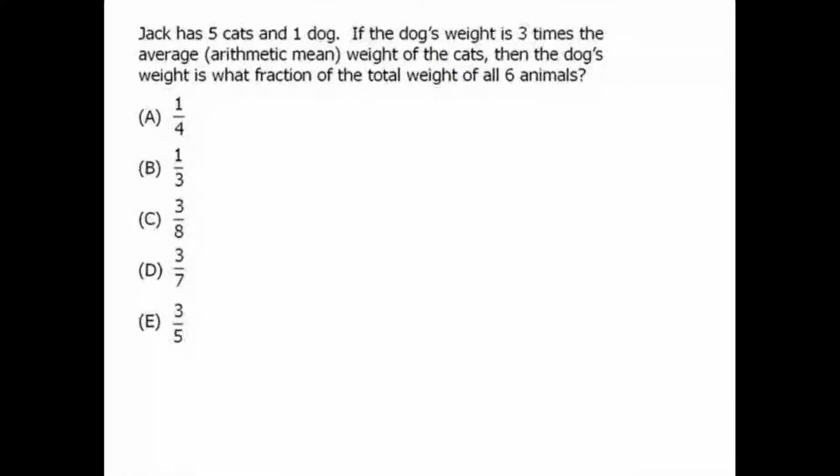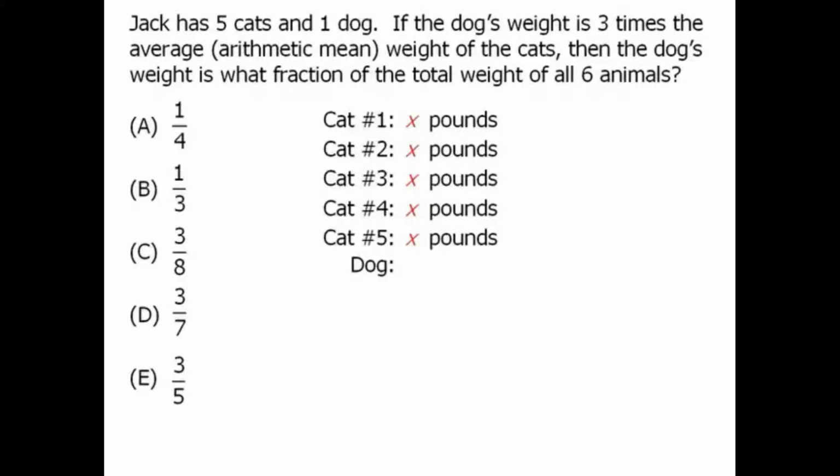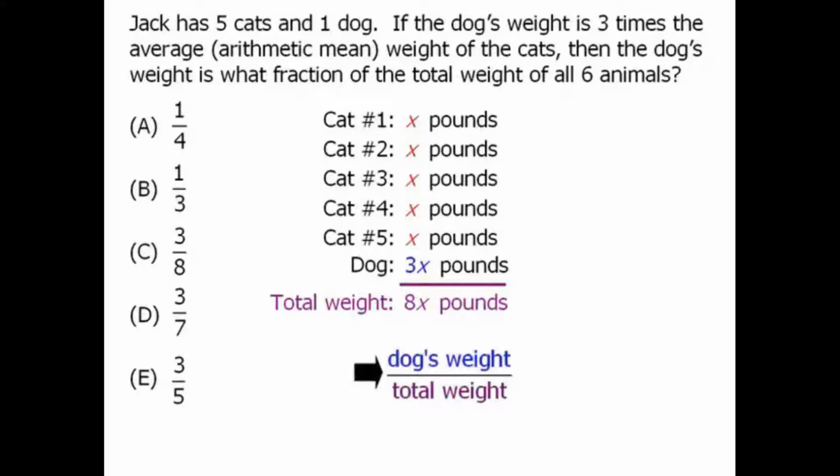Okay, let's begin by listing all of our animals. Now to make it easy, let's say that each of our 5 cats weighs X pounds. So the average weight of the cats would be X pounds. This means that the dog's weight would be 3X pounds, which means the total weight of all 6 animals will be 8X pounds. We want to find the value of the following fraction.